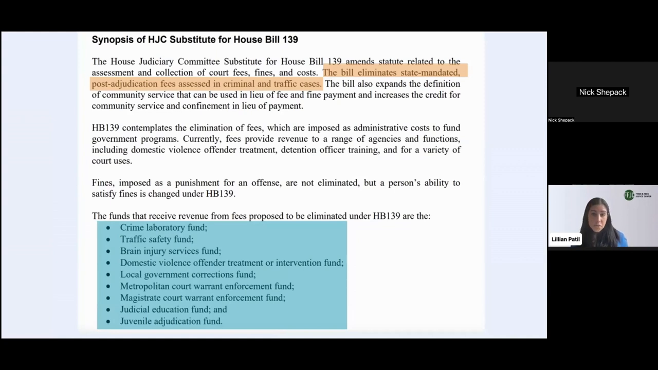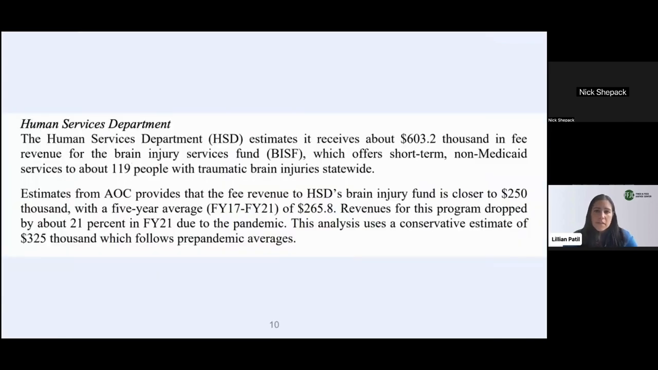So I'm going to show you two examples of paragraphs that dive into these funds that I think are really good examples of how important it is to dig through and identify the different assumptions and choices that are made in calculations. The first one is looking at the brain injury services fee, which is one of those eliminated in the bill, and which up to this point had been going to the Human Services Department into their brain injury services fund to fund services to people with traumatic brain injuries statewide.